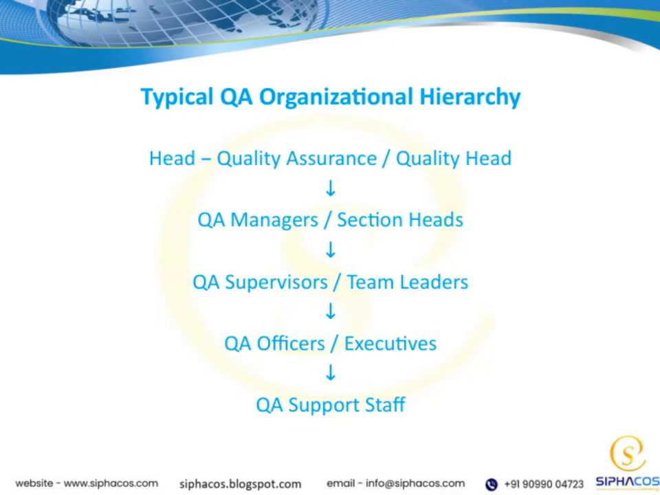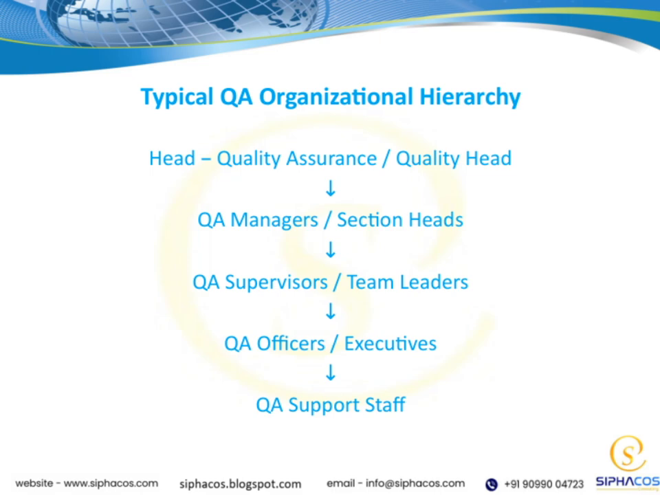Let's take a closer look at the typical QA organizational hierarchy. At the top, we have the head of quality assurance or the quality head. This role is responsible for setting the overall quality strategy and ensuring that quality standards are aligned with company goals. Beneath the head, you'll find QA managers or section heads. They oversee different sections or teams within the QA department, making sure that processes are followed and targets are met.